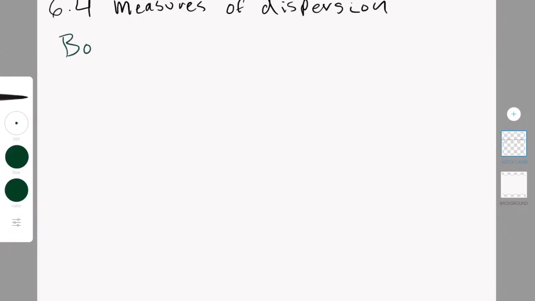So you use these quartiles in making a box and whisker plot. To make a box and whisker plot, you need 5 different values. You need the minimum value, the first quartile, the lower quartile, the median, the third quartile, the upper quartile, and the maximum.